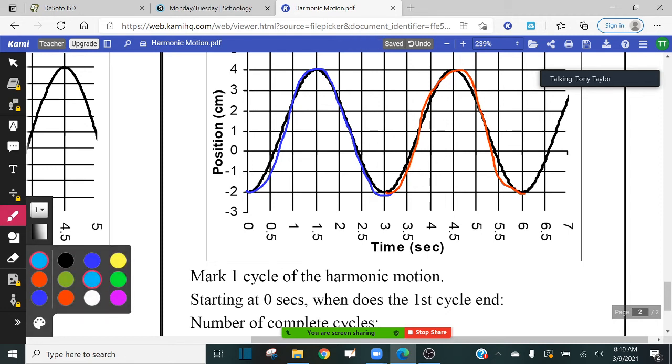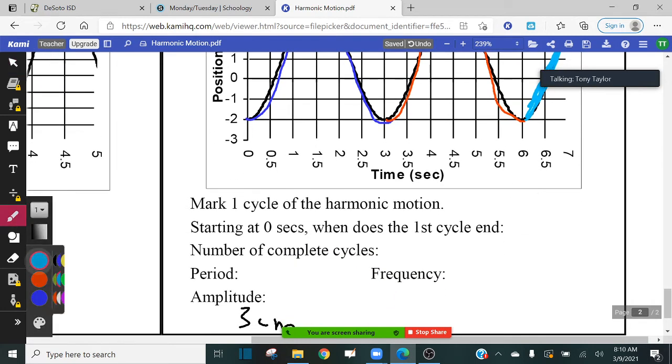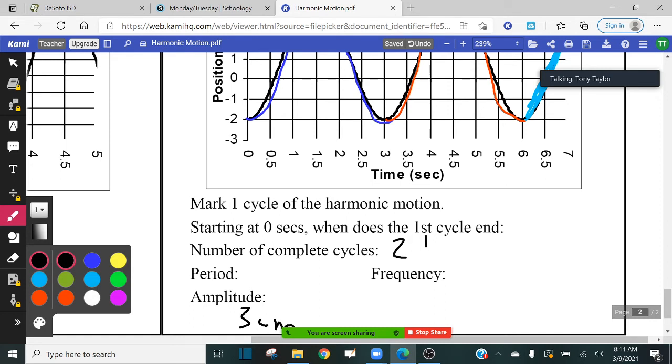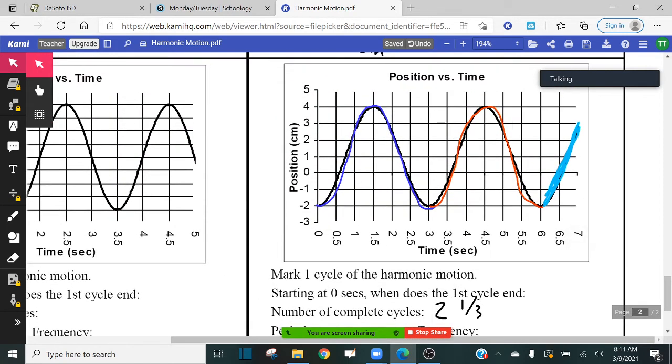And notice here, we have another cycle here, but that's not a full cycle. I would say that's like 1/3 of a cycle there. So in this case, the number of cycles, I would say we have 2 1/3 cycles, right? Sometimes I've seen it where you have like 2.5 cycles or 2 1/4 cycles. In this case, I would say this is somewhere around 2 1/3, or somewhere around there. Okay.